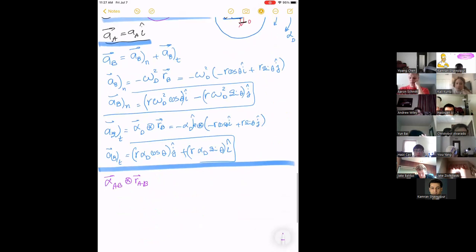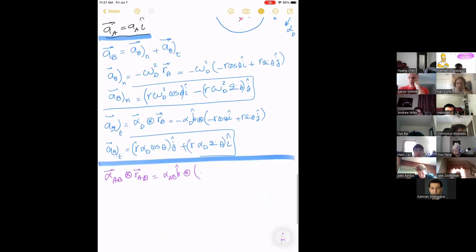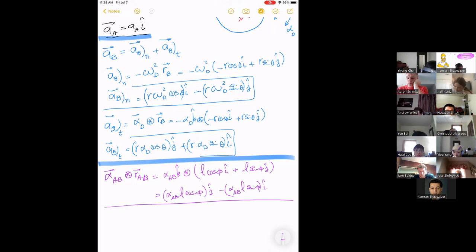So alpha AB K cross, the X component is going to be L cosine phi I plus L sine phi J. If you expand this, you're going to get alpha AB L cosine phi J minus alpha AB L sine phi I. This term is also done. This is the final. Any question? So this is just cross product.